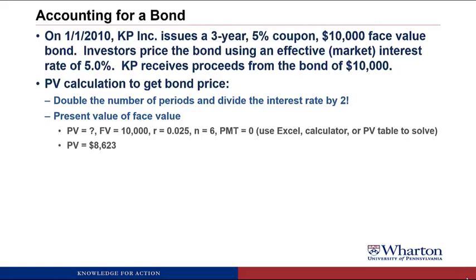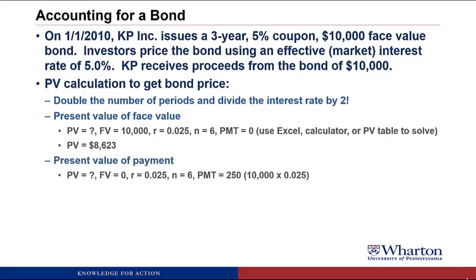And I'll bring this up in Excel in a little bit to show you all of this. We have to do the present value of the payment. So here we're looking for the present value. We set the future value equal to 0. We use the same semi-annual interest rate, number of semi-annual periods. The payment is $250. That's the $10,000 face value times the semi-annual rate of 2.5%. So that's where we get $250 from.